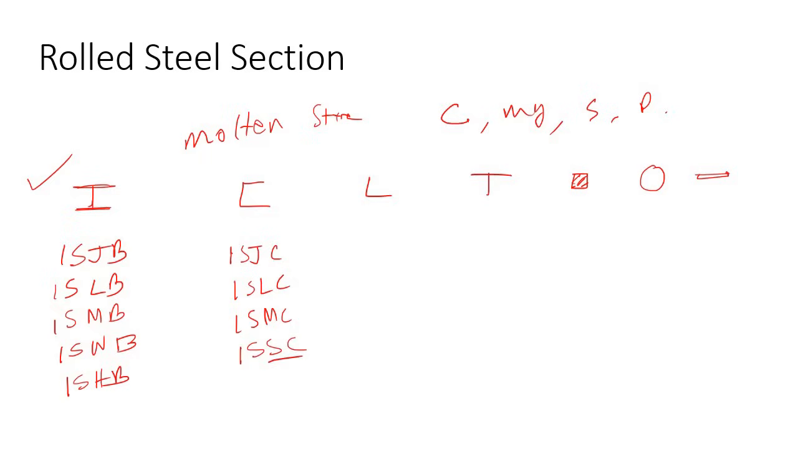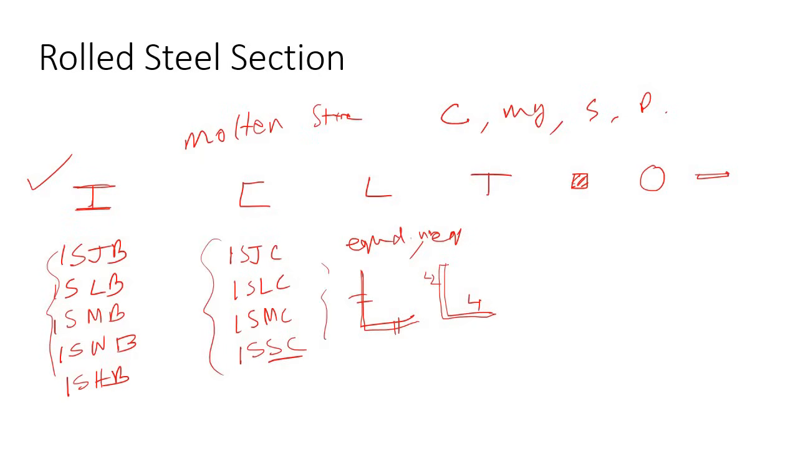Also in the case of angle, you may have equal leg widths. If this is the angle, these two legs are equal, and sometimes it may be unequal also. That means this is L1, this is L2, they are different, equal and unequal. So these are the different types of rolled steel section available as per our IS 800. And in the case of a T section also, if you follow the IS table, there is NT, HT, ST. There are different types of T section also, JT, junior T section.